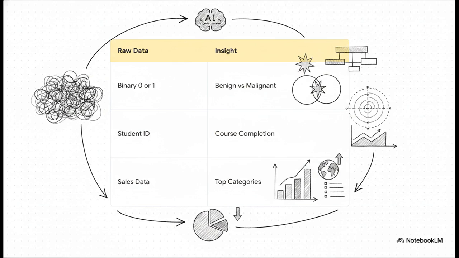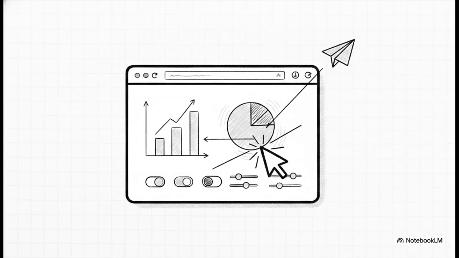Or if you upload corporate sales and profit columns, it highlights the top 10 revenue-generating categories. The AI actually understands the context of your data, transforming those flat, boring numbers into critical business intelligence. In the output, it is truly impressive.